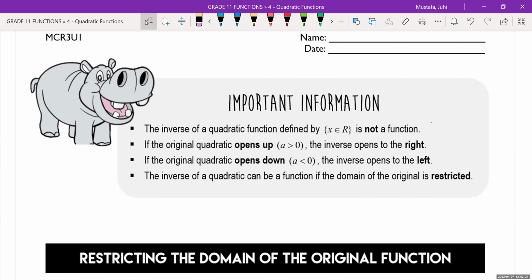And we just learned this, that whenever you have a quadratic function like a parabola, the inverse is never going to be a function. If the original quadratic opens up, so if the original quadratic looks like this, then the inverse is going to look like this. Let's see if this was true.